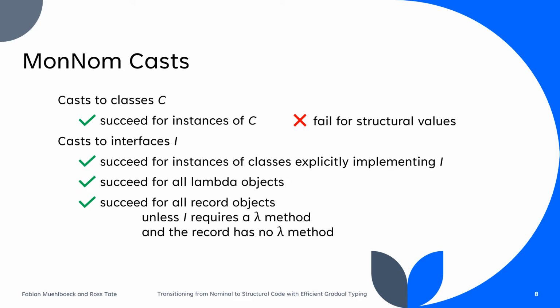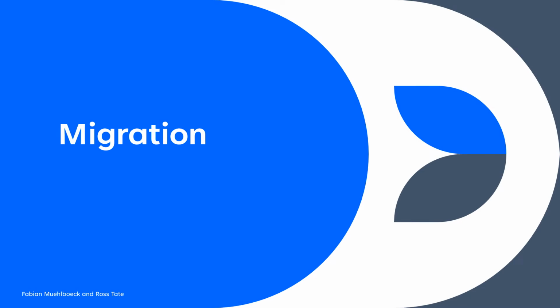Structural values keep track of which interfaces they have been cast to, both in order to speed up future checks and in order to cast return values of typed method calls to the correct return types. This casting scheme is called monotonic, as the typing information ascribed to individual structural values increases monotonically. With that, let us look at some important aspects of code migration in MonNom.